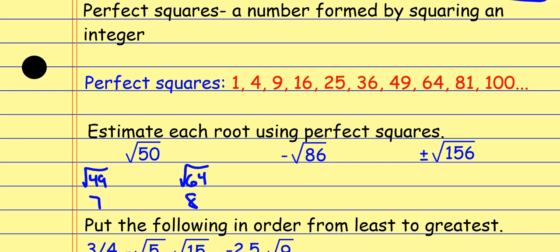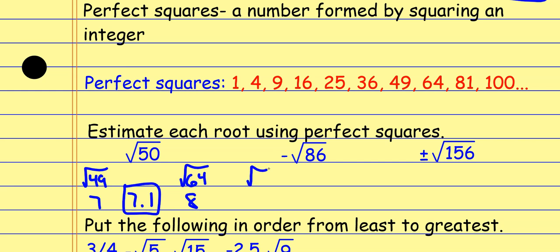And when you look at those values, would it be closer to the 7 or closer to the 8? Well, the 50 is a lot closer to the 49 than it is to the 64, so I'm going to say it's closer to the 7, so I may take a guess somewhere around 7.1 or something like that, okay? If it was closer to the 64, I might guess something more like 7.9, all right? Same thing here. I just think about values on either side of this thing.